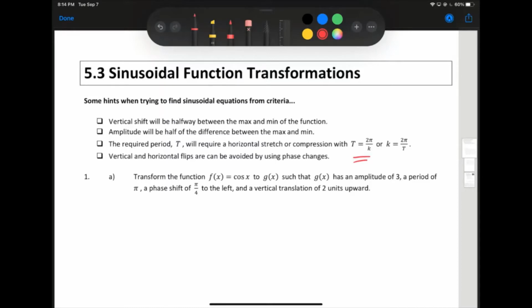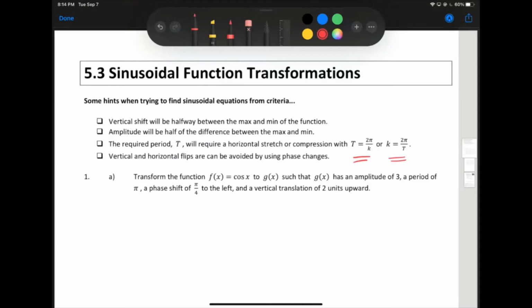So for instance, if k is 5, we compress it by 5, so its period will be 2 pi divided by 5. And you can rearrange that to figure out what k you need. If you're given the period, k equals 2 pi over the period. So you can find your k from the period, and you can find your period from the k.